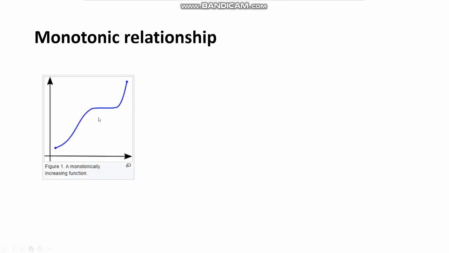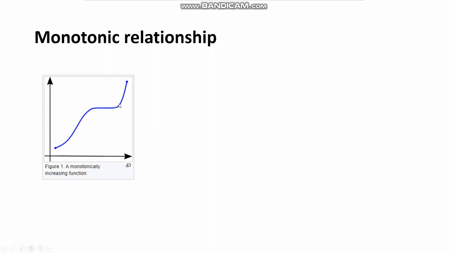So here, for example, we have a monotonic relationship. Why? Because as the value of x increases, we never see the value of y decrease. It never goes down. It can be flat, but it never goes down.